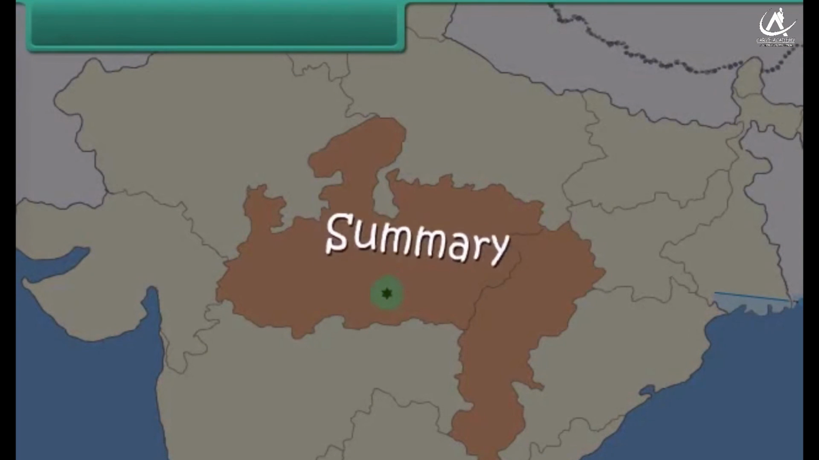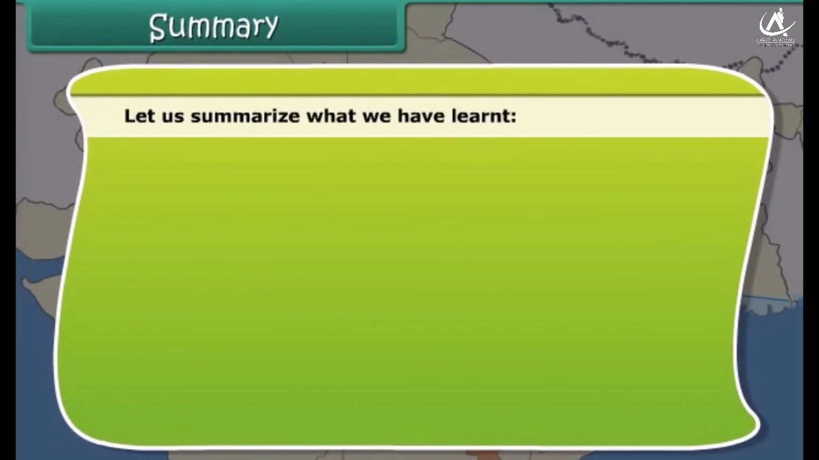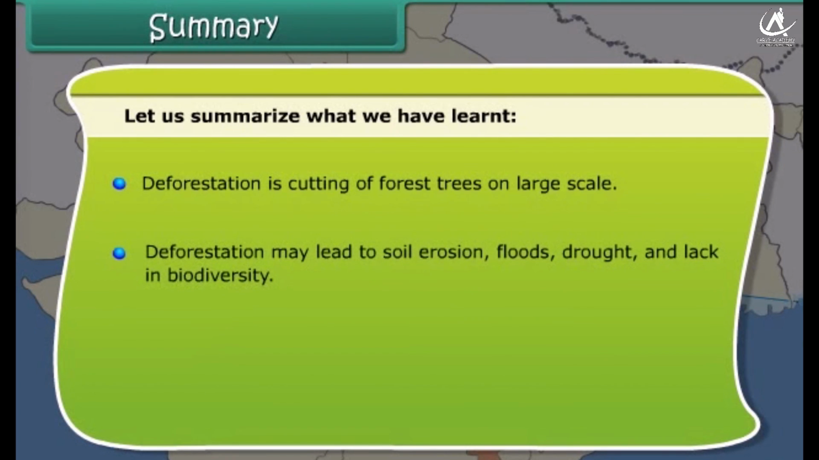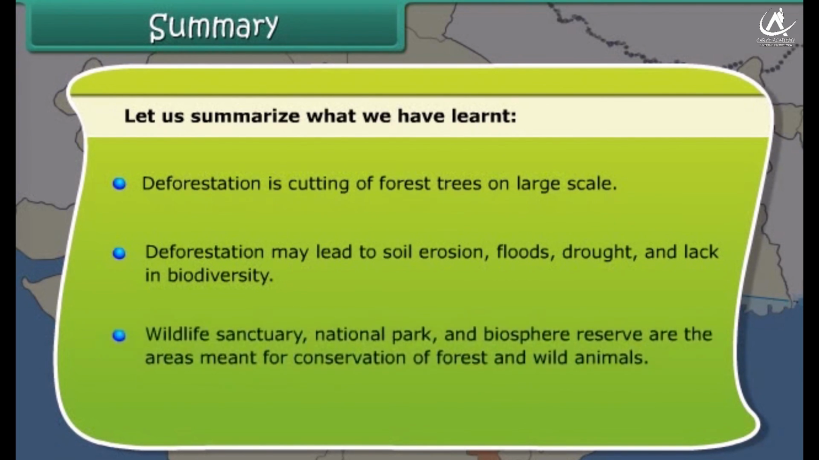Summary. Let us summarize what we have learned. Deforestation is cutting of forest trees on a large scale. Deforestation may lead to soil erosion, floods, drought and loss of biodiversity. Wildlife sanctuary, national park and Biosphere Reserve are the areas meant for conservation of forest and wild animals.